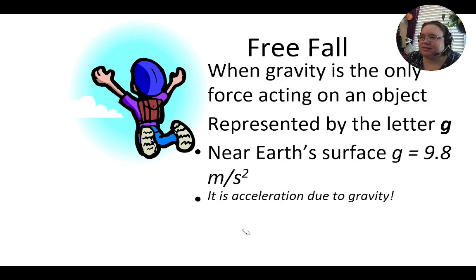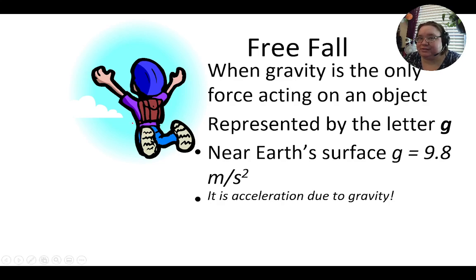So our second concept is free fall. Free fall is when the only force acting on the object is gravity, and it's represented by the letter g. Now, on Earth, the gravity is 9.8 meters per second squared. That is how fast you accelerate due to the gravity on Earth. So if you jump from a helicopter or an airplane, you are accelerating at 9.8 meters per second squared.